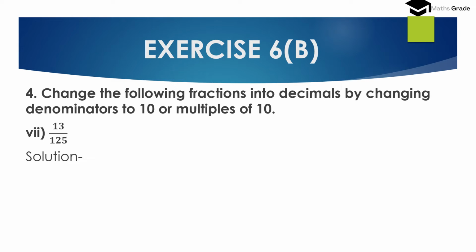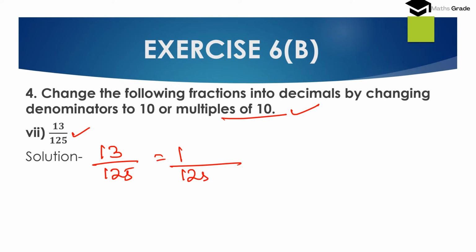Now seventh bit, 13 divided by 125. This is in the fractional form, where 13 is in the numerator and 125 is in the denominator. We have to convert these fractions into decimal by changing the denominator to 10 or the multiples of 10. Now 13 divided by 125. Now multiply the denominator 125 with 8. We will get 1000. Now we have to multiply the numerator 13 with the same number 8. Now 13 multiplied with 8 is 104.